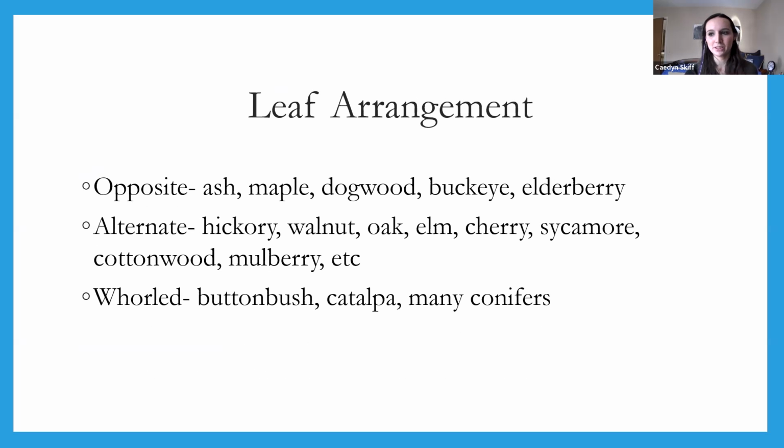So as far as the leaf arrangement, you've got your opposite leaves, which is just as it goes on the twig, the opposite leaves come out exactly opposite each other. So a lot of the main trees that you'll find that have opposite leaves are ashes, maples, dogwoods, buckeyes, and elderberries. So that's a good clue. Alternate leaves, it's just as the twig goes up, they alternate. So they're offset from each other where the leaves come out.